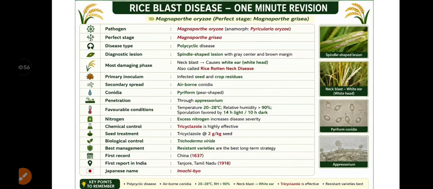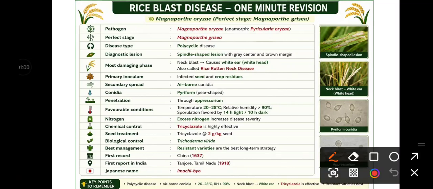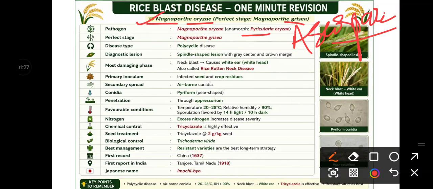As you all know, rice blast is a fungal disease. The pathogen or the fungus that is causing rice blast is Magnaporthe oryzae. Okay, so this is the perfect stage. Perfect stage means it produces sexual spore, and the sexual spore it produces is the ascospore. And the asexual spore is conidia, and its asexual stage is Pyricularia oryzae.